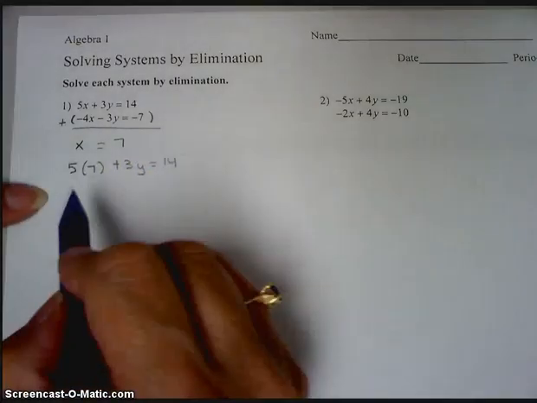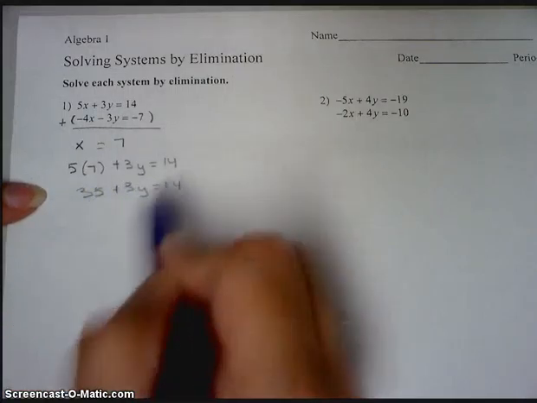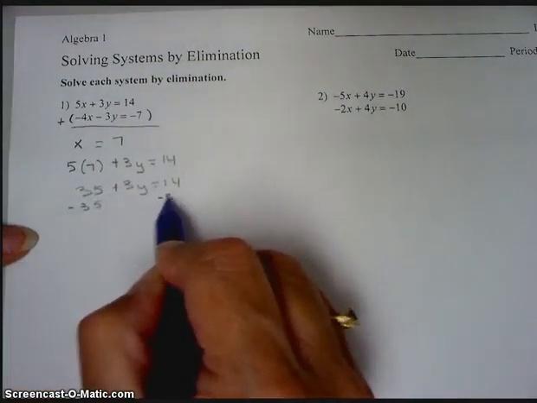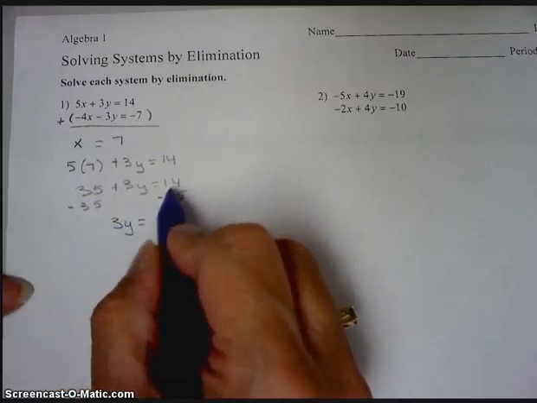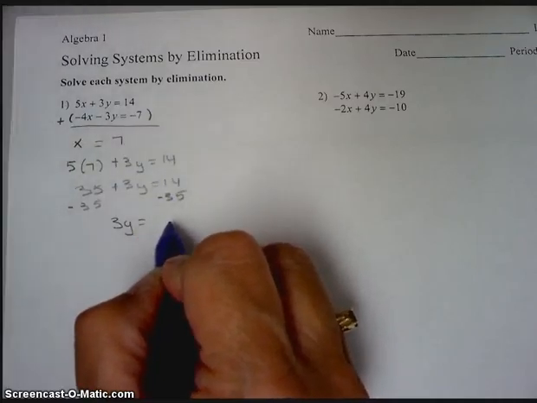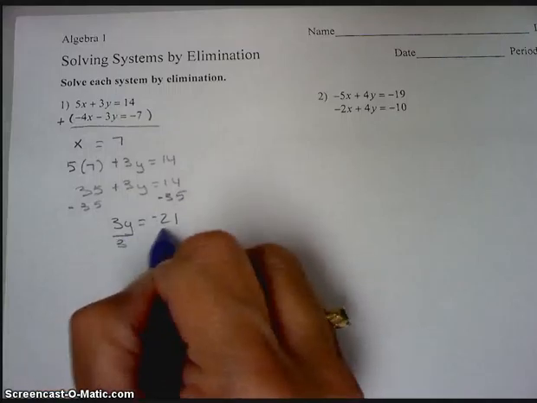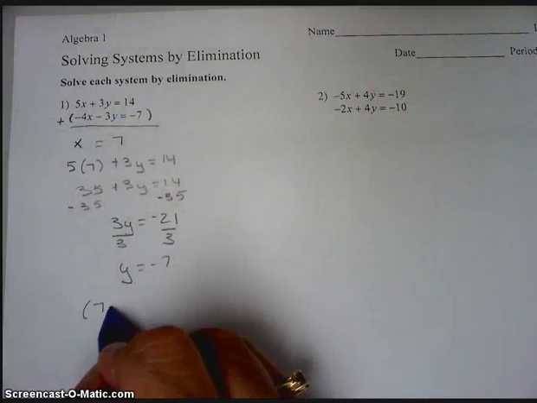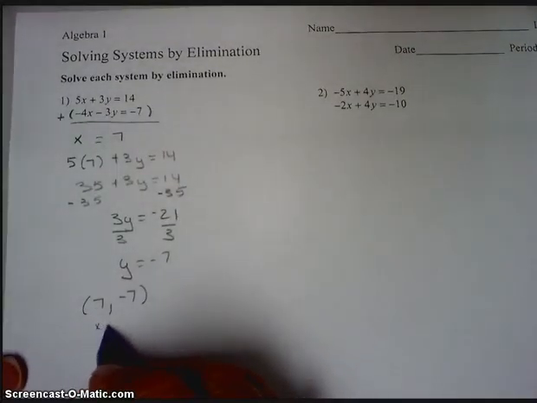Okay, so 5 times 7 is 35, plus 3y equals 14. Now I'm going to subtract 35 from both sides, and I'm left with 3y is equal to 14 minus 35. Signs are different, so subtract. Keep the sign of the larger number. So this is going to be negative 21. Divide by 3, and I get y equals negative 7. So my answer here is x is 7, y is negative 7. Remember to write it as an ordered pair. X always comes first and then y.